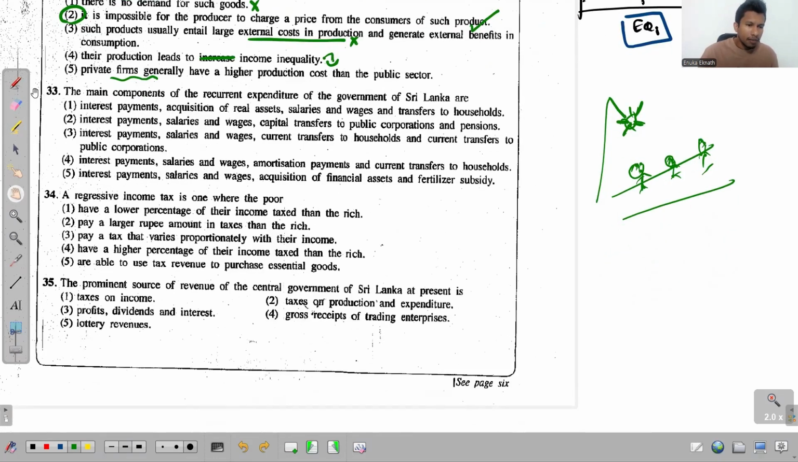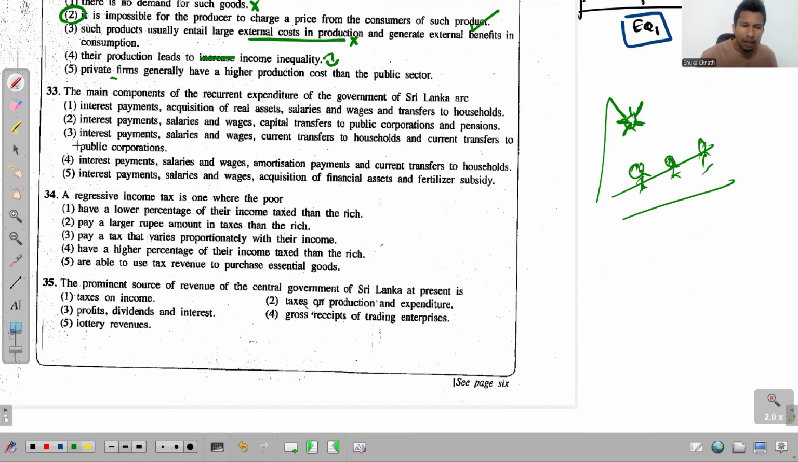Right. 33. Main components of recurrent expenditure of the government of Sri Lanka are. ඉතින් මේවත් අර කතන්දර තමයි. කියන්නේ these are very well recognized things. ඔයා නිකන් අමුතු logic එකකින් මේක හොයන්න දෙයක්වත් නැහැ. If you refer the note, you can easily find the answer for this. Meaning, what's the answer for this question 33?